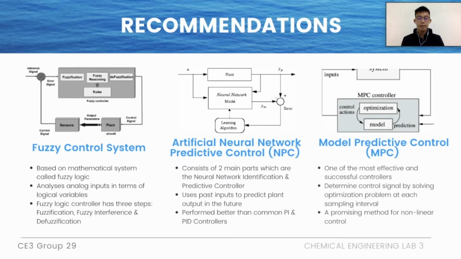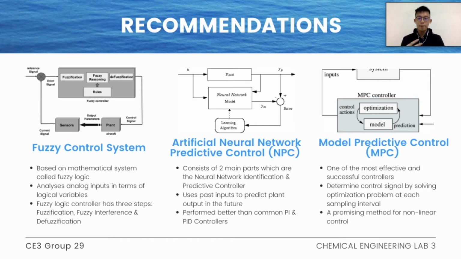Therefore, several recommendations of process control have been made to overcome these challenges. The first recommendation is a fuzzy control system, which is based on a mathematical system called fuzzy logic. The next recommendation is an artificial neural network predictive control (NPC), which uses past inputs to predict plant output in the future. While the last recommendation is the model predictive control (MPC), proven to be one of the most effective and successful controllers, which determines the control signal by solving an optimization problem at each sampling interval. All three of these recommendations are proven by articles that they can solve the challenges of pH control mentioned earlier.